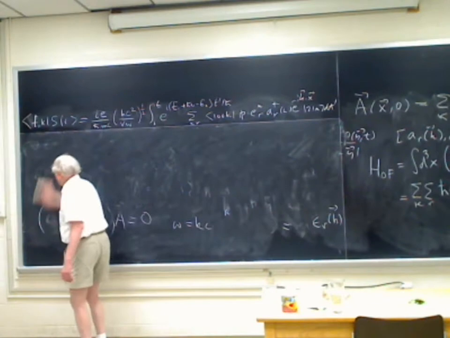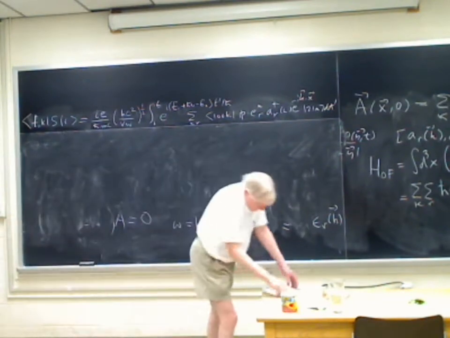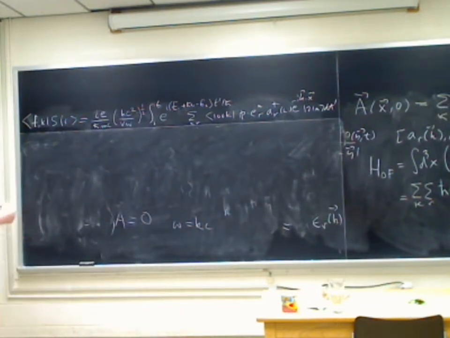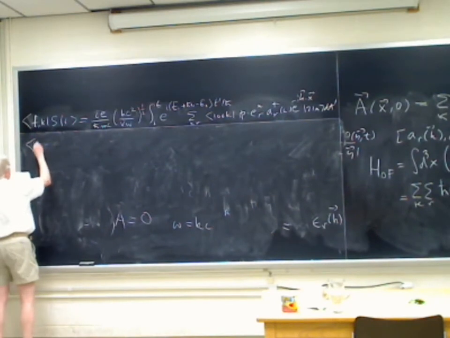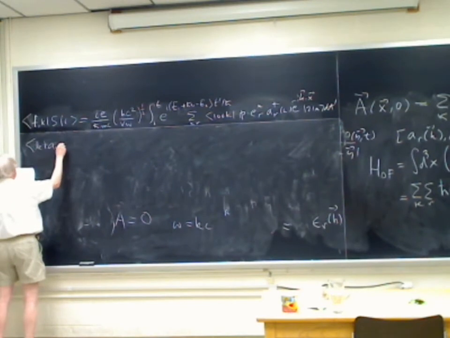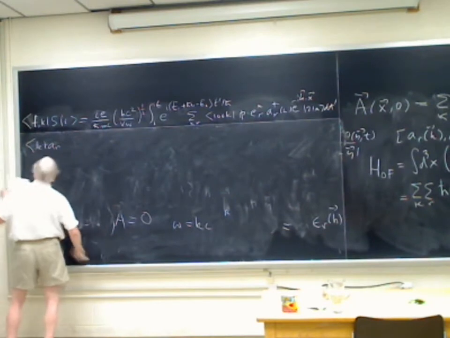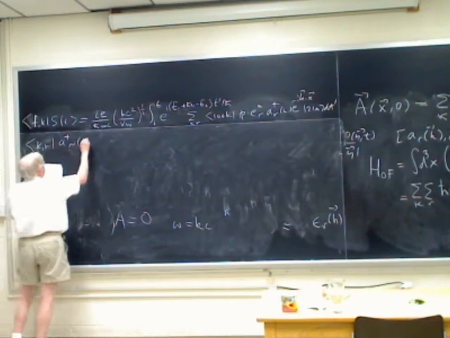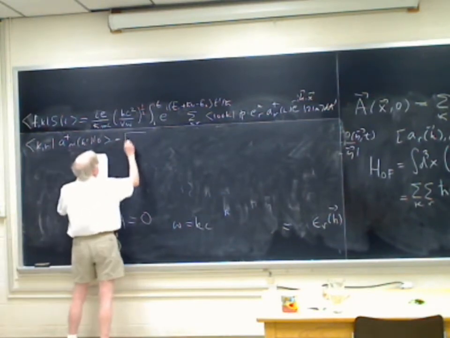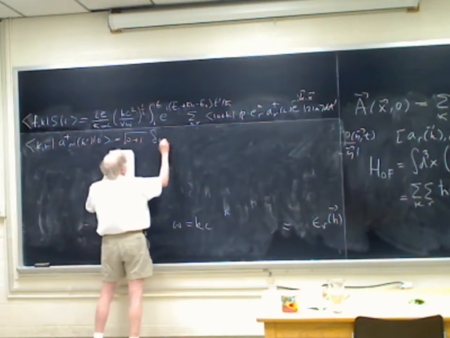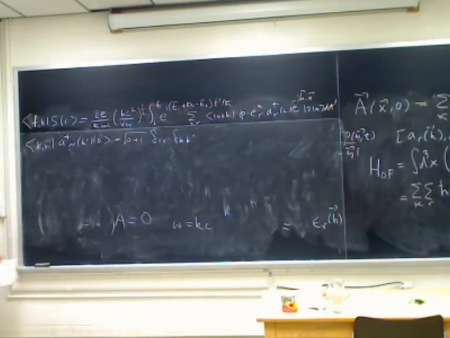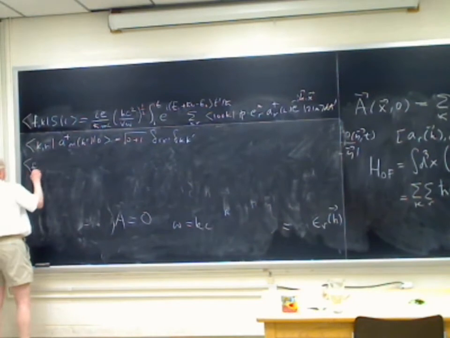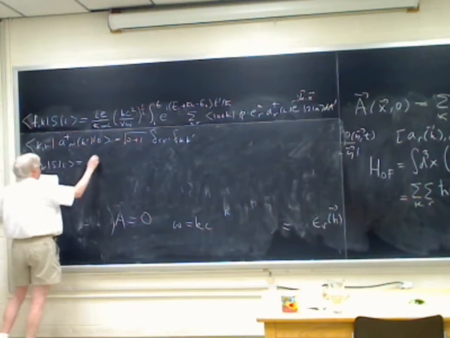By the way, thanks for erasing the boards. So that's the expression, and of course, k, a sub r, a dagger r prime k prime on 0 photons is square root of n plus 1, delta r prime r, delta k prime k. It's a Kronecker delta in k because we quantize in a box. And so that just amounts to a delta function. Kronecker delta.